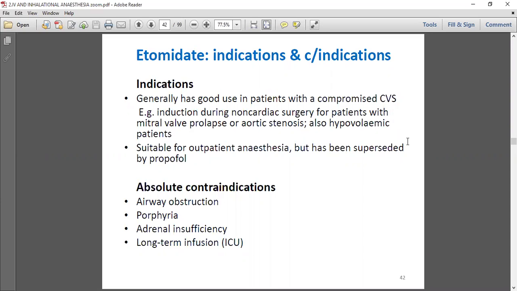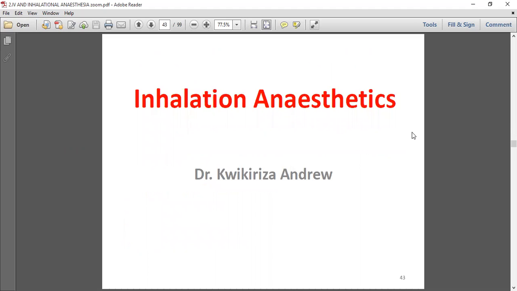Absolute contraindications: we have airway obstruction, porphyria, adrenal insufficiency, and long-term infusion, like in the ICU. Porphyria, similar to sodium thiopental. Then adrenal insufficiency, because it causes decreased levels of cortisol, and if you already have adrenal insufficiency, you need enough cortisol. Thank you very much for listening to me. I hope you benefited and have a nice day.